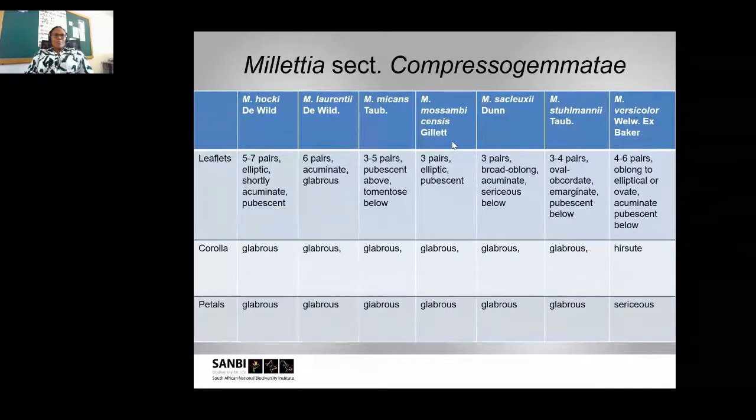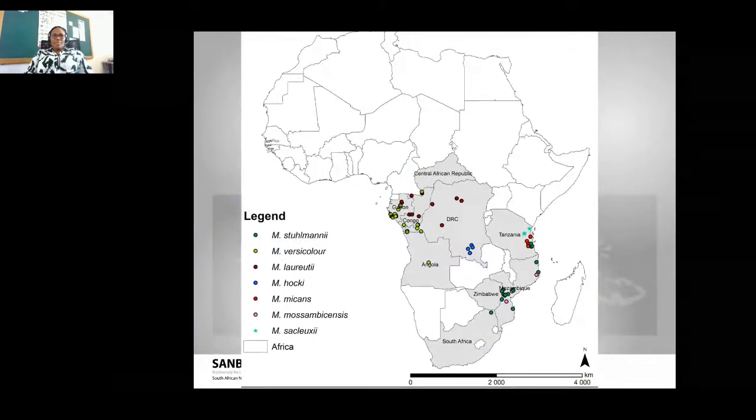For example, you can see the variation of the leaflet pairs across the species in the section, and also only one species, Millettia versicolor, that has a hirsute corolla and also petals that are sericeous. So in terms of distribution, this section is mainly distributed in central and eastern Africa, with one species, Millettia stuhlmannii, that extends further south to the northern parts of South Africa in Limpopo. There's also one species in this section that is endemic to the far eastern regions of Tanzania, Millettia sacleuxii.